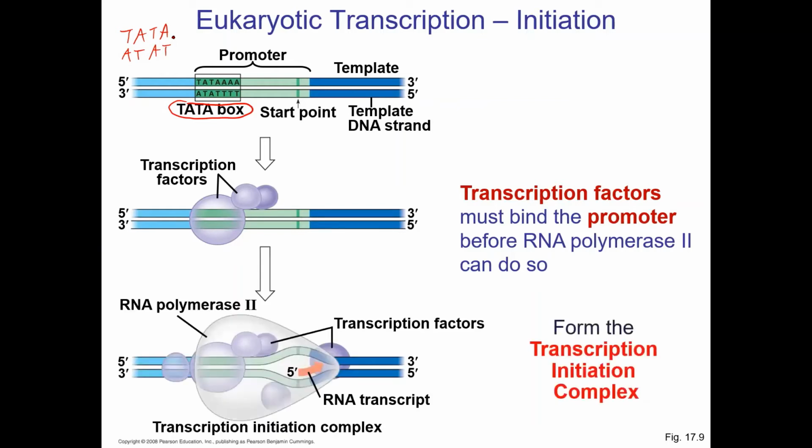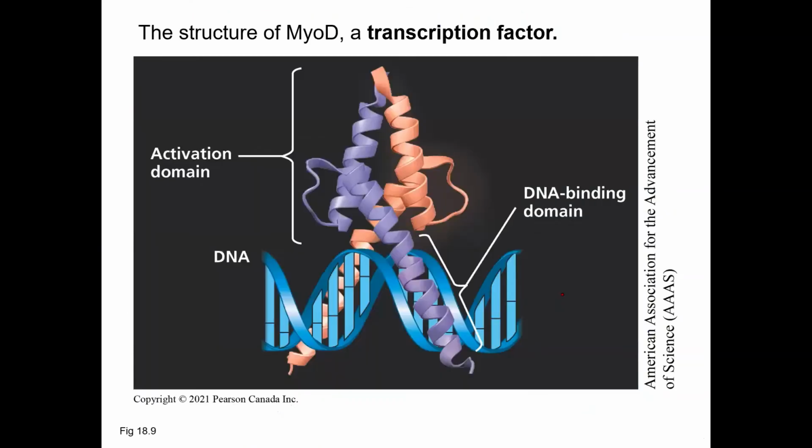Once they have bound, the RNA polymerase can come along. Notice it's RNA polymerase 2 in eukaryotes. And they form this thing called the transcription initiation complex. So it's basically the RNA polymerase and all those transcription factors. And then everything else is basically exactly what we were talking about. It's going to make RNA. It's going to go along and read the template strand. It's going to add those complementary base pairs. Of course, it's going to be RNA this time and not DNA. And it's going to make that RNA transcript.